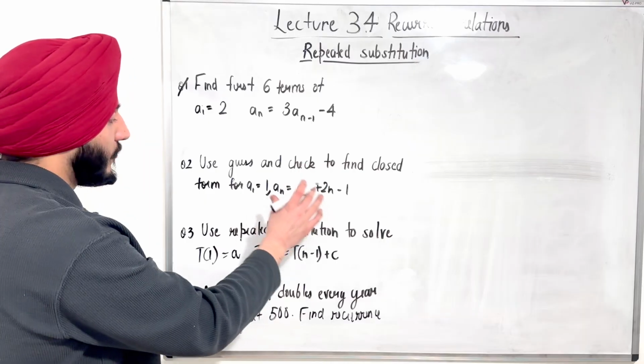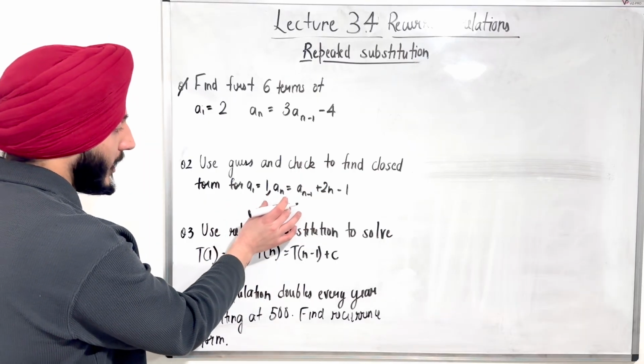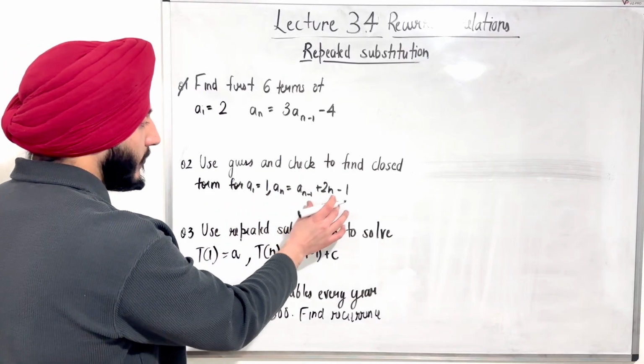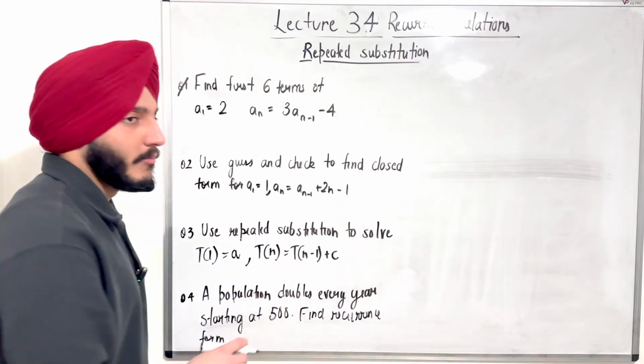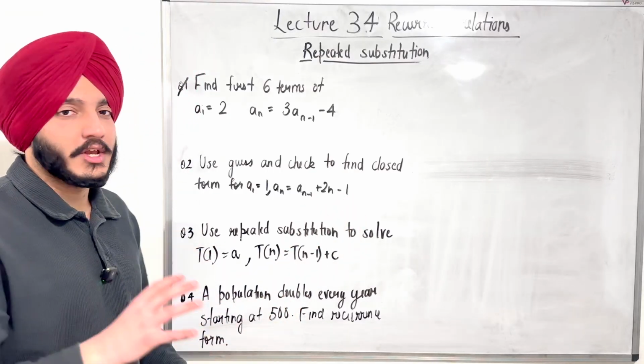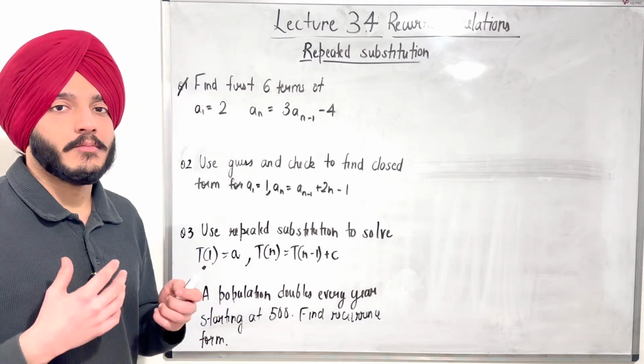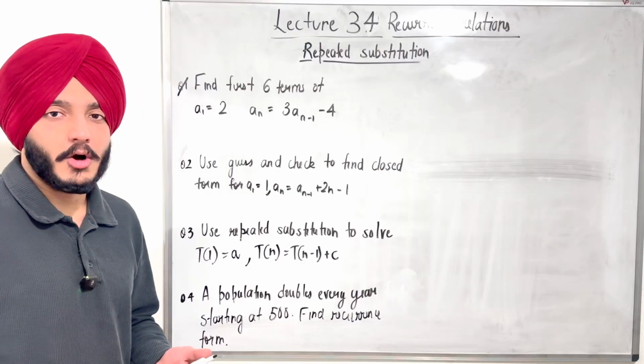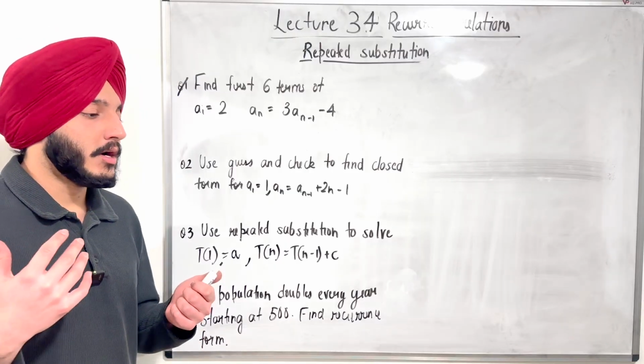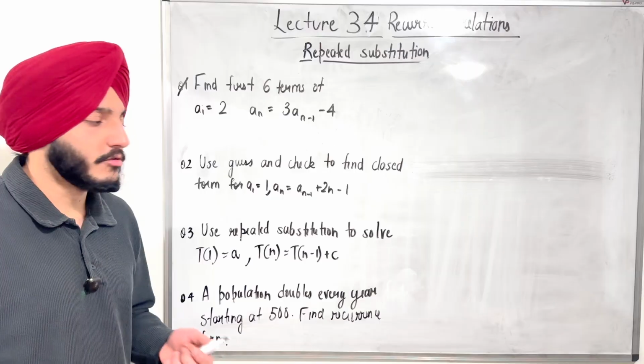Use guess and check to find the closed form for a1 equals 1, an equals an minus 1 plus 2n minus 1, right? Once again, if there's any issues that you think I need to solve, any kind of problems you face, just let me know in the comments, and I'll try to fix those or add those changes.